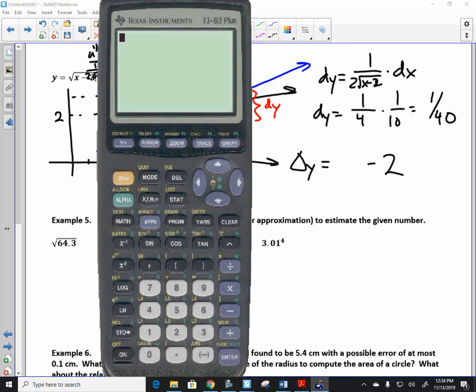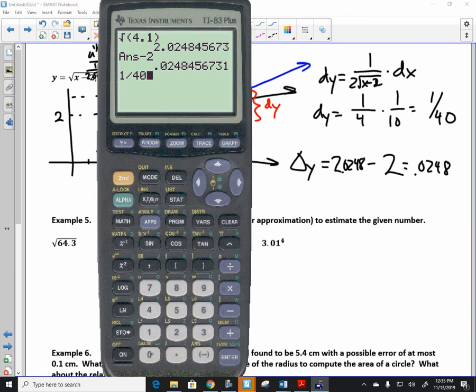So I've got square root of 6.1 minus 2, so 4.1. And I get that, and I'm going to subtract 2 from it. So 2.0248 minus 2 is 0.0248. I wonder how close that is to 1 over 40. How good of an approximation is it? Pretty good. Yeah. Good? All right.